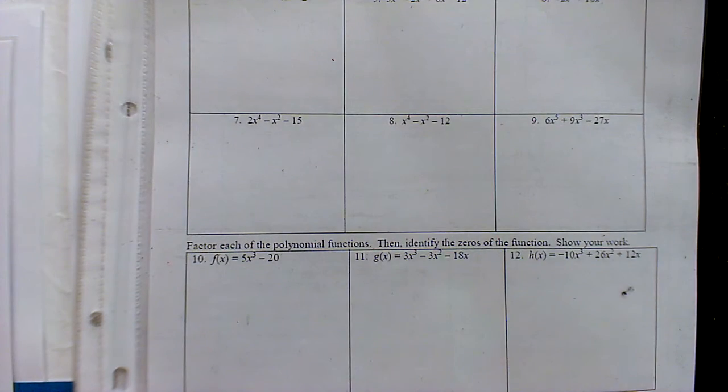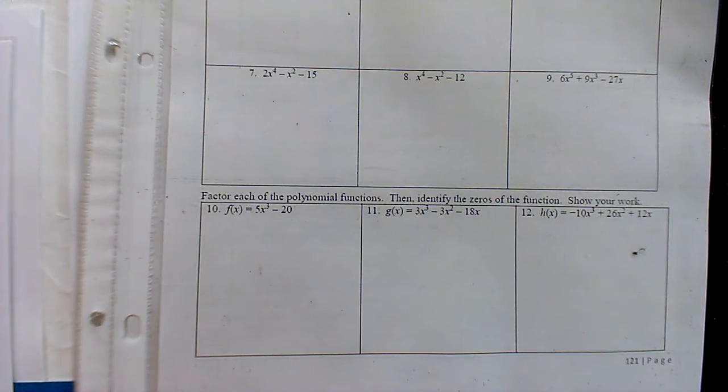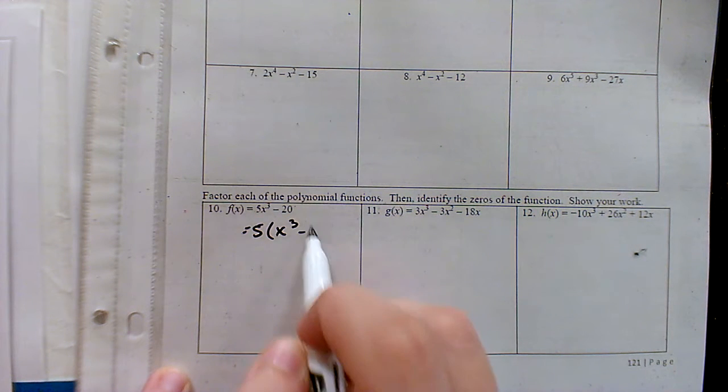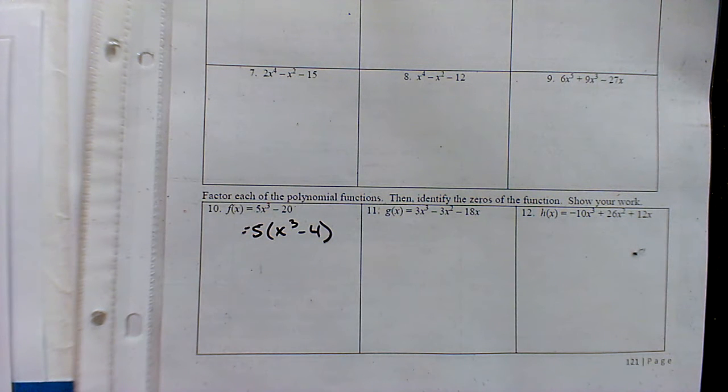All right. So page 121, number 10 at the bottom. It says factor each of the following polynomials, then identify the zeros, aka x-intercepts. Show your work. Did you try to factor that one? Did you notice anything you could do? And was that it, or could you keep going? That's the farthest you can go.